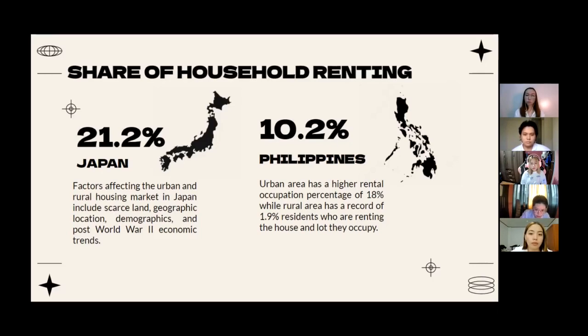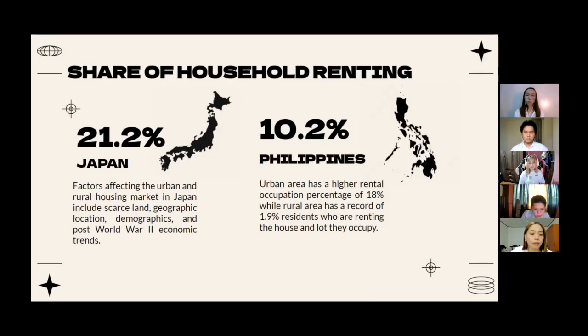Scarce land, geography, and recent economic trends have affected Japan's housing market, with scarce land being the most fundamental factor, as only 29% of the country's land is considered habitable. Frequent and significant earthquakes result in national building codes being revised after every major earthquake. This results in old structures being obsolete.